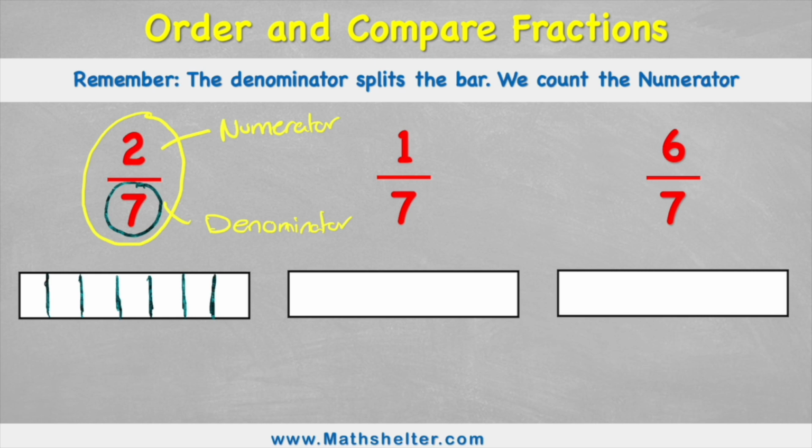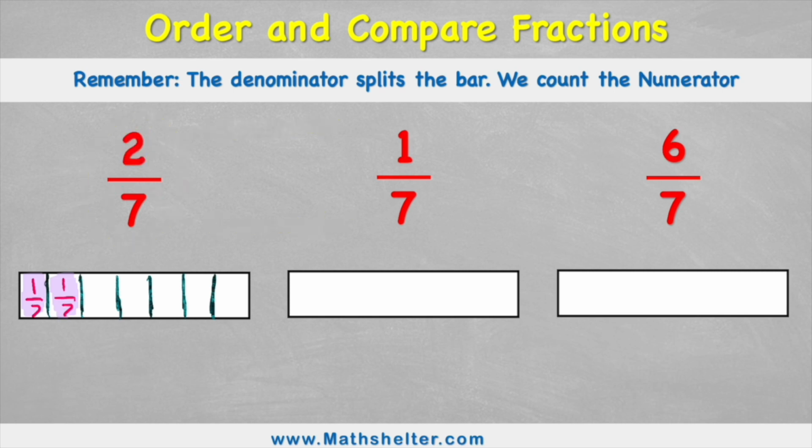And our numerator means how many we're going to be looking at. So if it's got 2/7, it means that we've got 1, 2 of these individual 7ths, because each of these little sections is worth 1/7. So when we're ordering and comparing fractions, what we want to see is which one has the smallest and which one has the largest value, and then we'll put them in order.